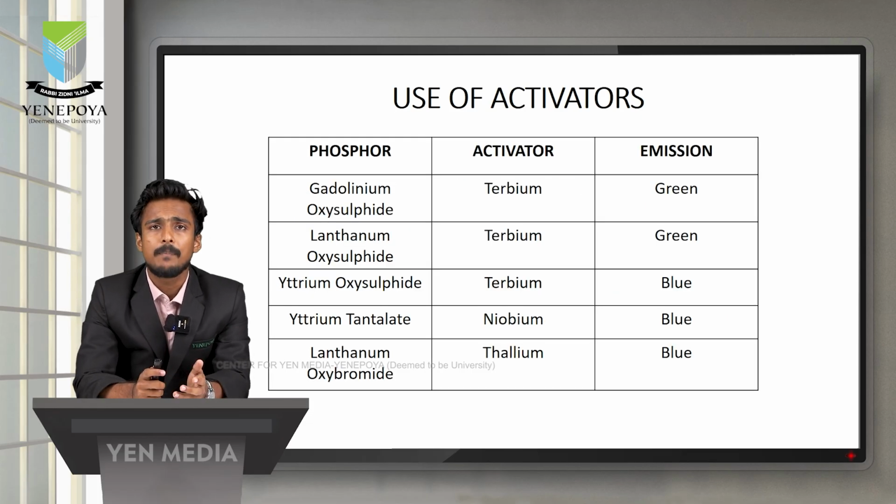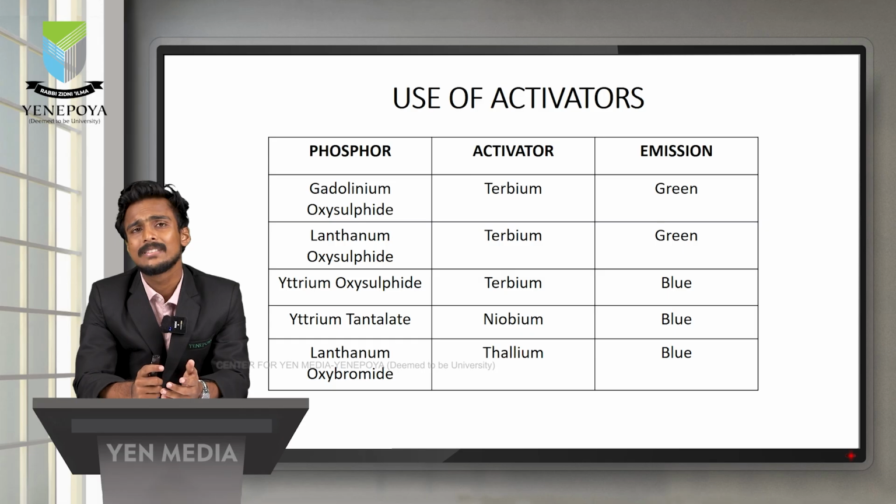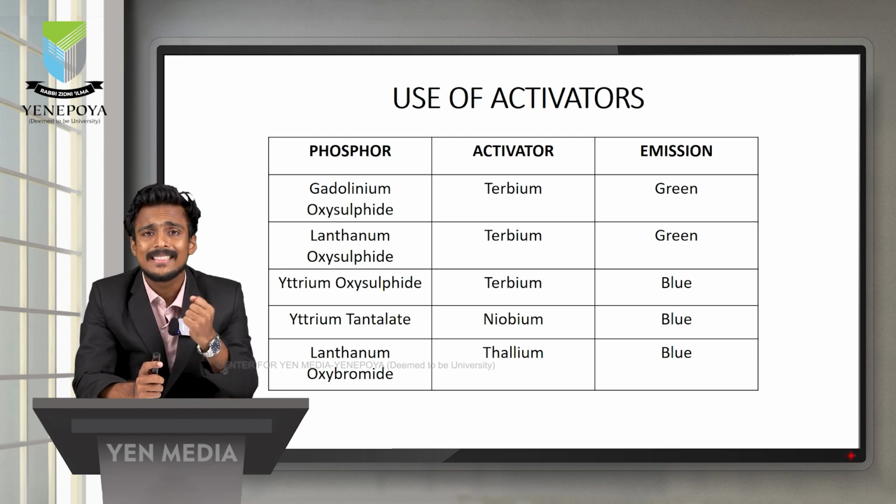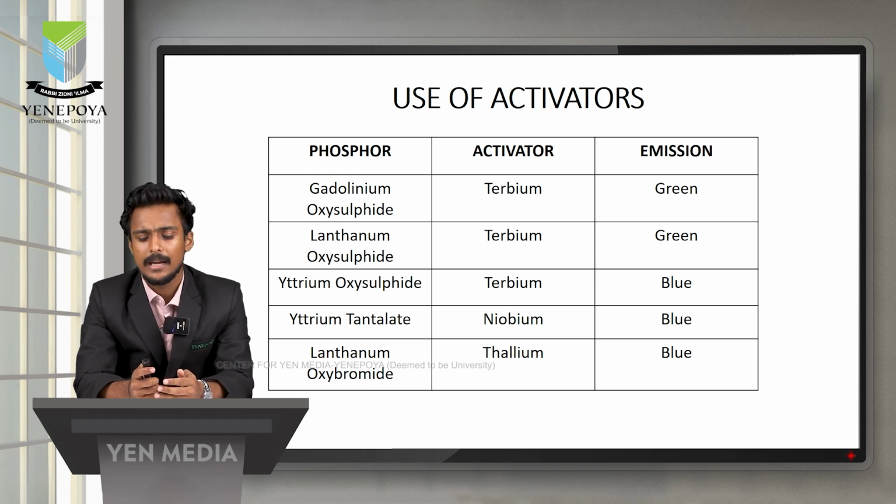Next are the types of activators and their rare earth phosphors, with the emission of the light. With gadolinium oxysulfide, we use terbium as an activator, which provides a green color of light. Lanthanum oxysulfide uses the same activator, terbium, and also provides green light. Yttrium oxysulfide with terbium, the same activator, provides blue light. Yttrium tantalate is used with niobium as an activator and provides the same blue color. And the last one is lanthanum oxybromide, activated with thulium, which provides blue light.